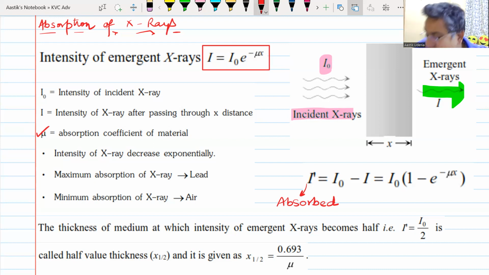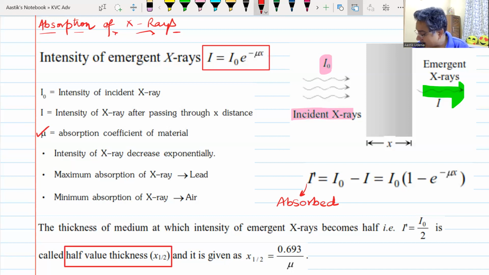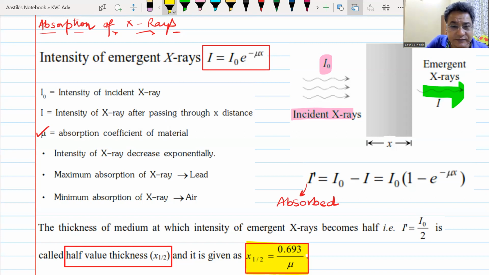Now, sometimes they ask you this question: after how much x will the intensity become half? That is known as the half value thickness. Do you understand? Half value thickness. It is the thickness of the material where the intensity becomes half, and that half is 0.693, and this 0.693 is going to come many times from now on. It is 0.693 by mu. I've done nothing. I've just put I dash as I naught by 2 and calculated it. Do you understand this? Yes. I'll give you 2 minutes to note this down.